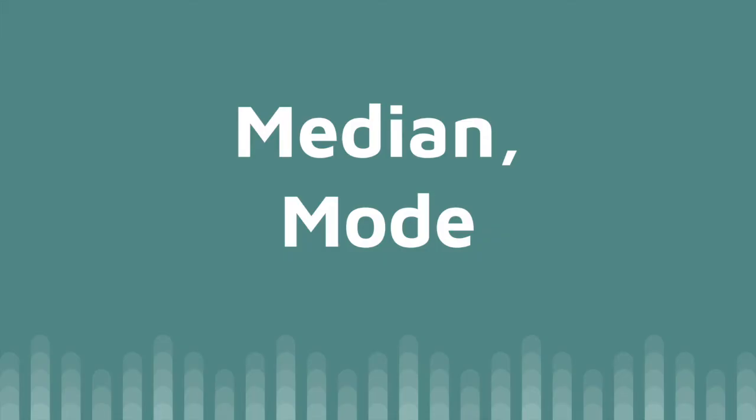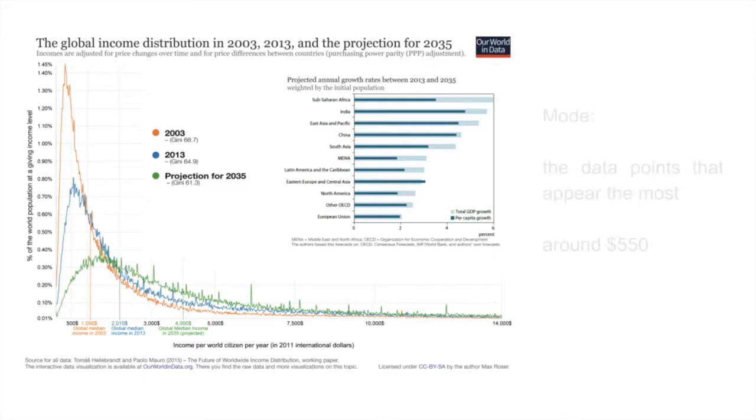The first and simpler solution is to look at the mode, or the data point that appears the most. In this case, around $550. This would be a more accurate representation of the living condition of most people.